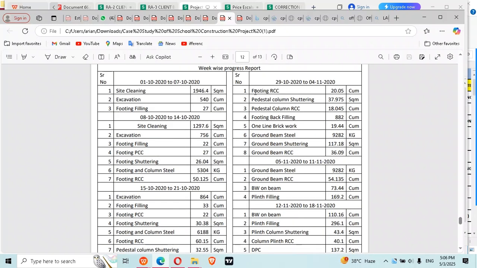So again you can write pedestal column shuttering, pedestal column RCC, and etc. So this is another thing. You have the quantities and the prices. As I mentioned before, you can have the prices or rates from DSR.